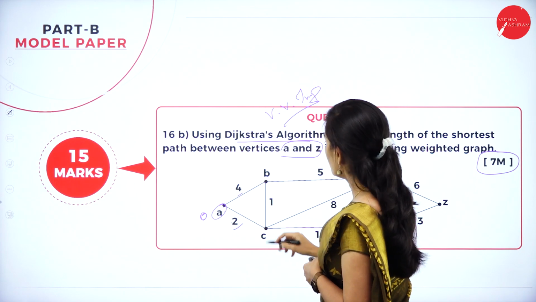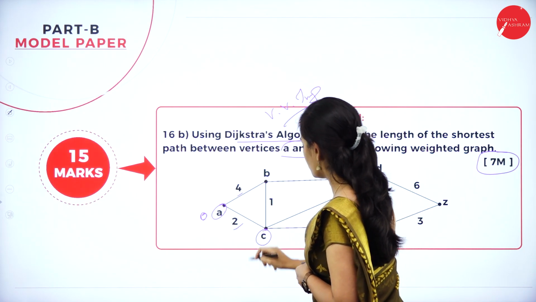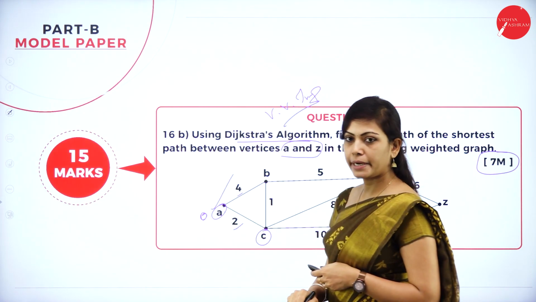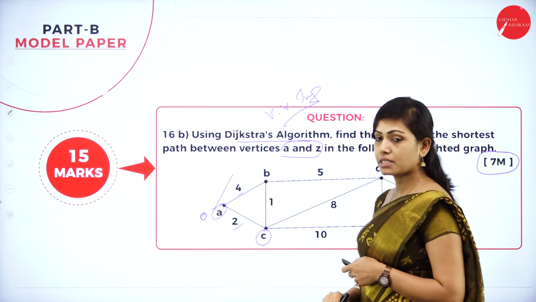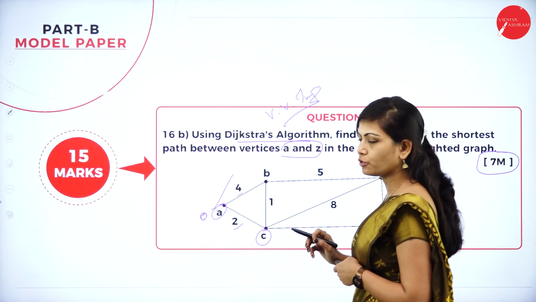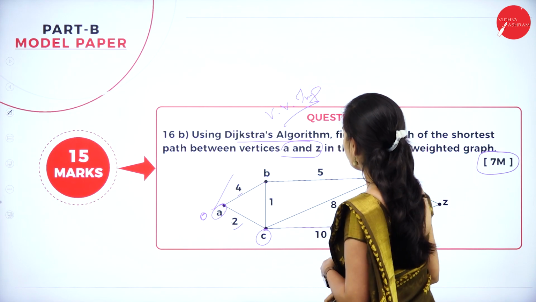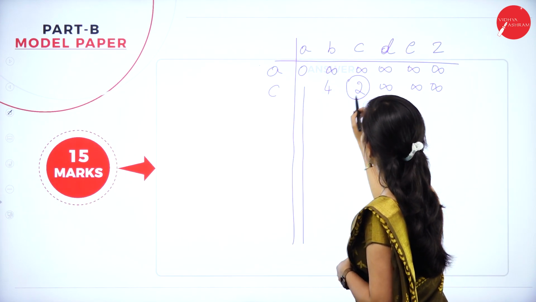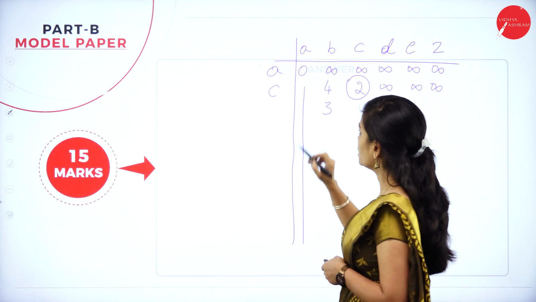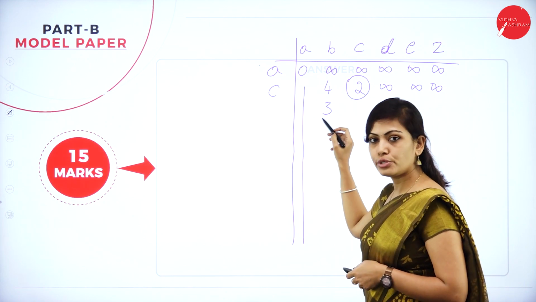Now, path C value is 2. I have already completed path A. I'll take path C, the least value is 2. C is connected to B. So C to B is 1. So 2 plus 1 is 3. So between 3 and 4, the least value is 3.